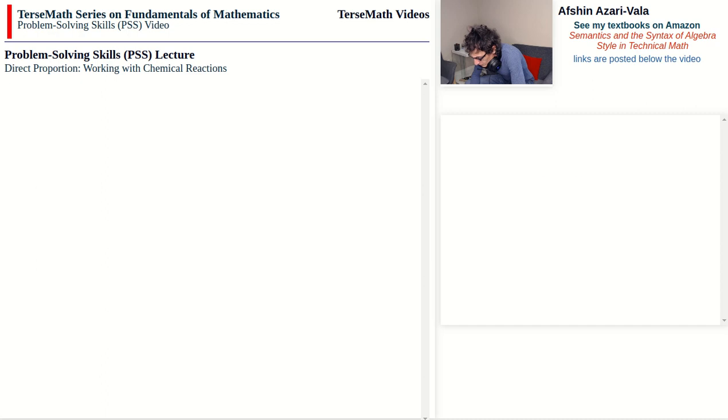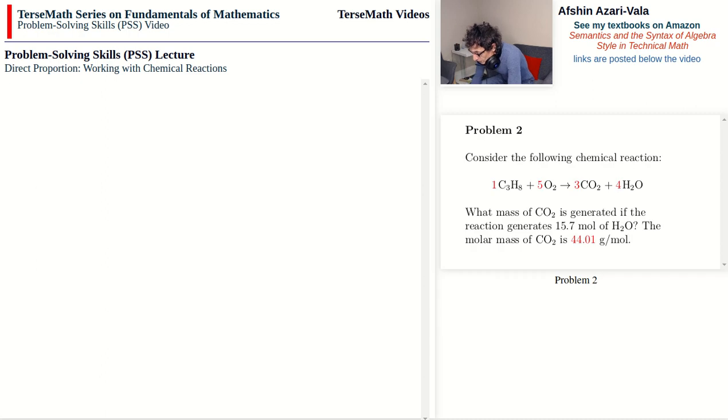Okay, everyone, problem number 2. Consider the following chemical reaction, and it's the same reaction. Actually, I'll be using this reaction as an example throughout this video. This time, though, it says not what amount, but what mass of CO2 is generated if the reaction generates 15.7 moles of H2O. The molar mass of CO2 is 44.01 grams per mole.